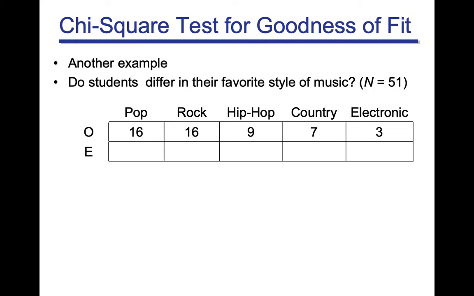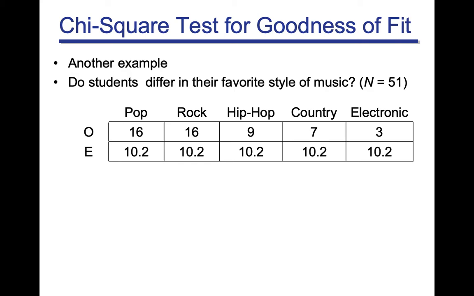I suppose I could have used a round number like 50. 50 divided by 5 would be 10, but I just wanted to illustrate something, which is that it's perfectly acceptable to have decimals in terms of our expected frequencies. Completely fine, completely appropriate. You don't need whole numbers. So the expected frequency in each category under a null hypothesis where there is equal preference would be 10.2 in each category.